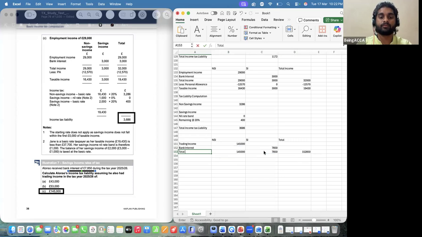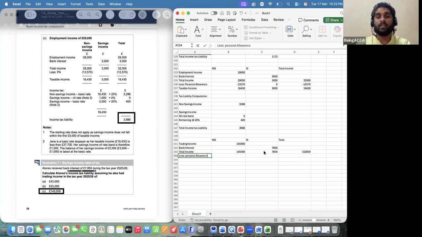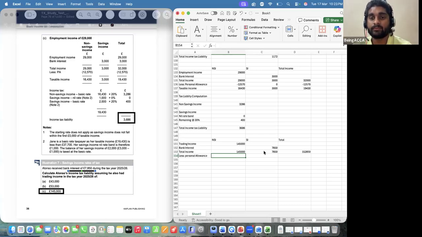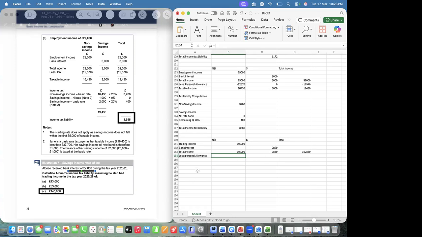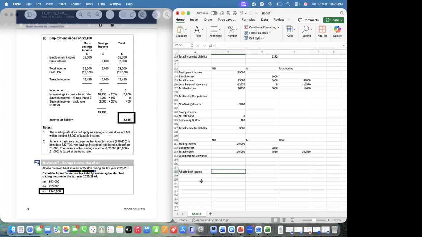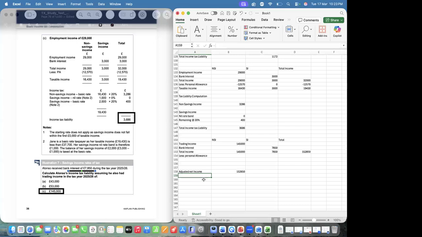Total income, less personal allowance. How much should it be? We will first calculate adjusted net income. Adjusted net income is the same as net income because we do not have any gift donations or personal pension contributions. So adjusted net income is 152,850.